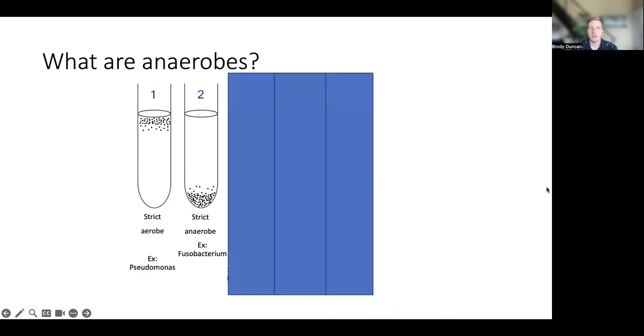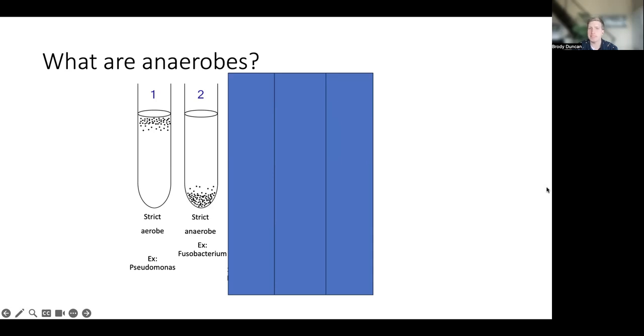So first we have to talk about what actually are anaerobes. I think it's easy when you're learning about it for the first time to put it in this dichotomy of strict aerobes and strict anaerobes, where if we look at these test tubes and we imagine that the medium close to the top of the test tube, right at the interface with the air, is going to have quite a lot of oxygen in it. So we can have lots of aerobes like Pseudomonas growing up there. And then at the bottom of the tube, all the oxygen has been used up and is not getting replenished. So that's where we would find anaerobes like fusobacteria.